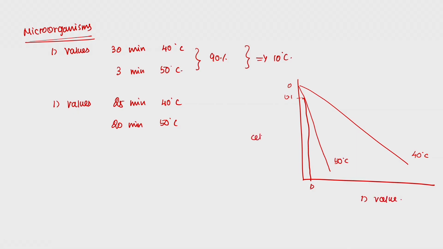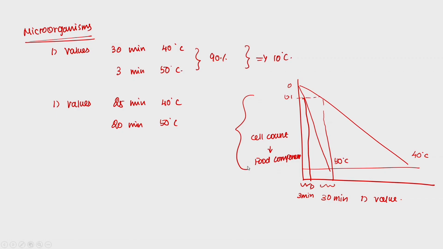So this may be a cell count as well as some food component. Food component in the sense what I meant here is maybe some nutrient content, some vitamin or something, right. If I have this extended here, that is nothing but 30 minutes, right. That is what I mentioned here, right. So this is nothing but 3 minutes, right. If I fix something like 6 log reduction, in the sense my microbiologist says for that particular food processing I would require 6 log reduction of any microorganism. So how does it do that?